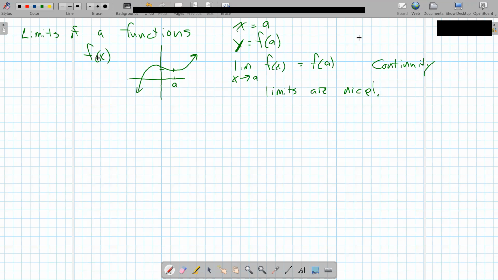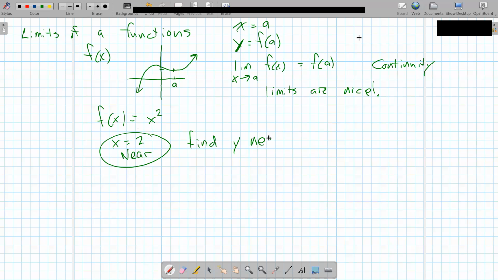So just an actual nice limit, if we take a look at f of x equals, very simply say, x squared, and we let x equal 2. If we were to look at the graph near x equals 2, then we would find that y is going to be near 4 when we zoom in on that spot. Right? It looks nice as we zoom in. And again, most functions are just nice like that.